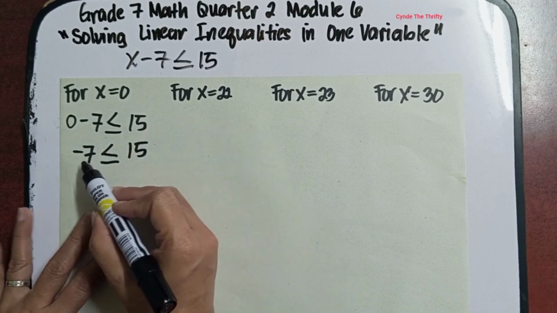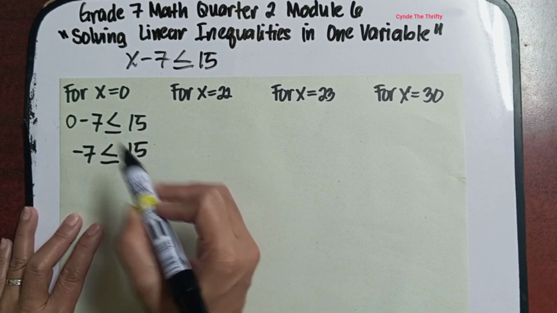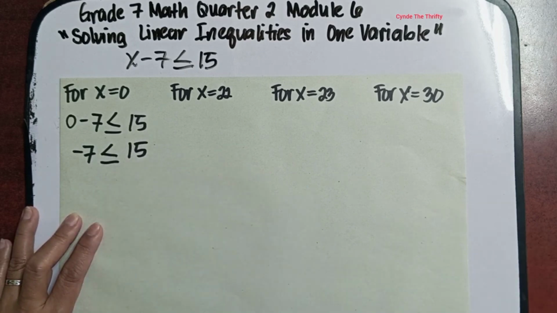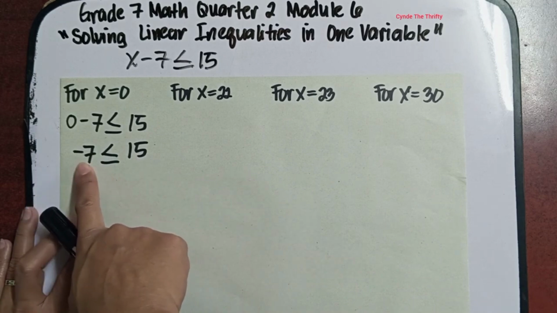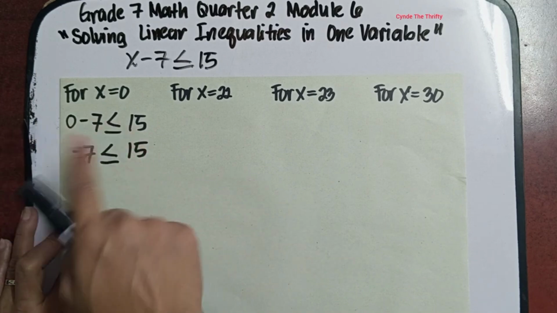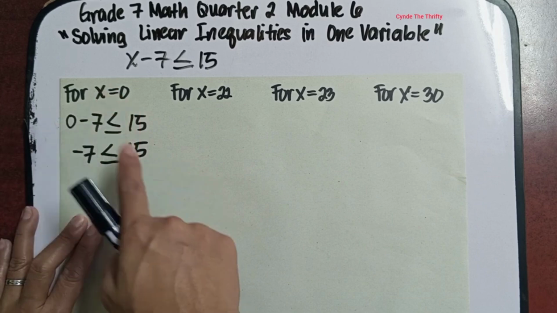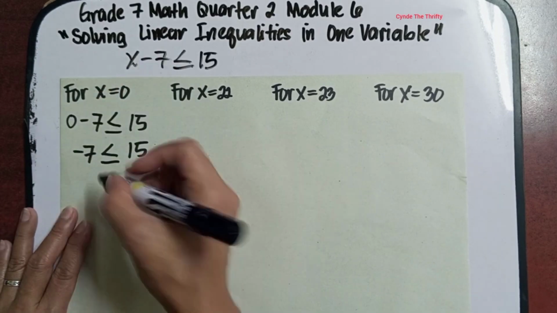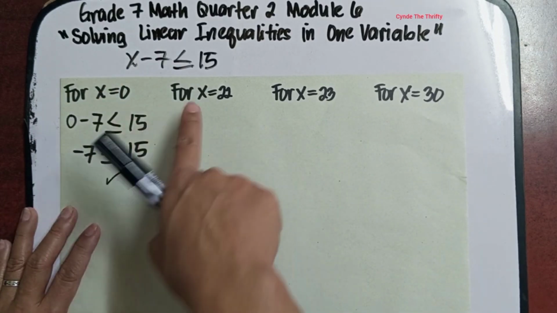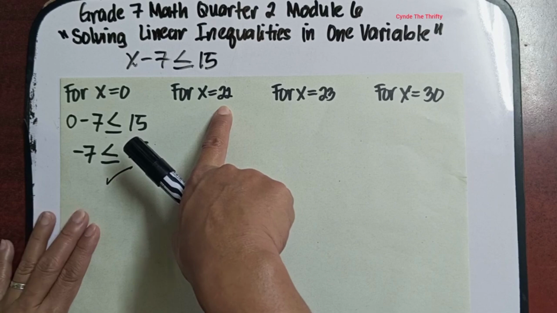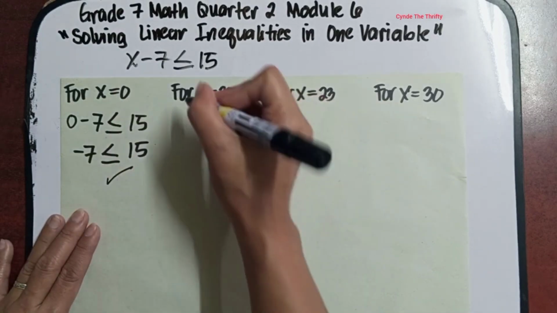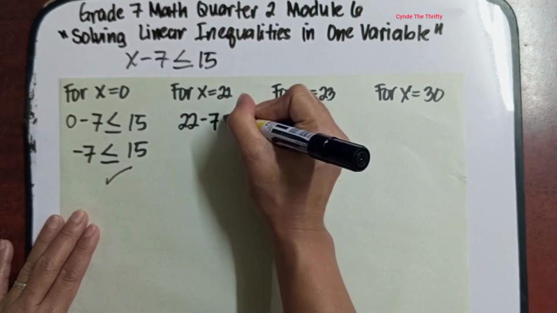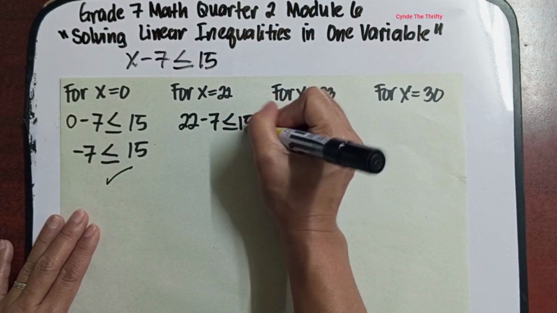Okay, so si negative 7 ba is less than 15? Yes, so this is true. Kasi si negative 7 is mas maliit kaysa kay 15 dahil negative integer siya. Thus, 0 is a solution. Okay, so meron na tayong dalawang solution. Negative 9 at 0. Okay, so check ito. Next, kapag si x naman is 22 ang kanyang value. Okay, so x minus 7, si x i-replace natin kay 22. So 22 minus 7 is less than or equal to 15.